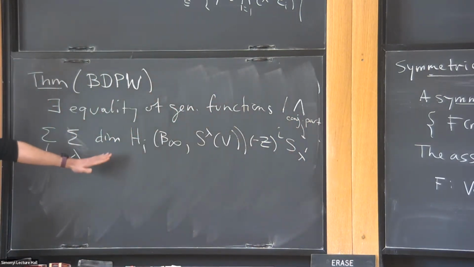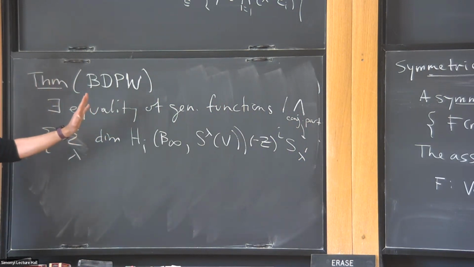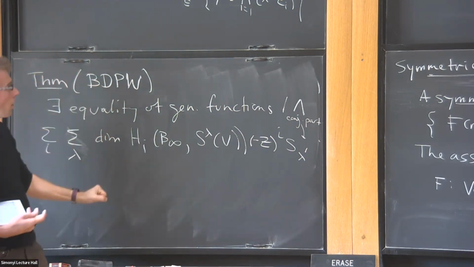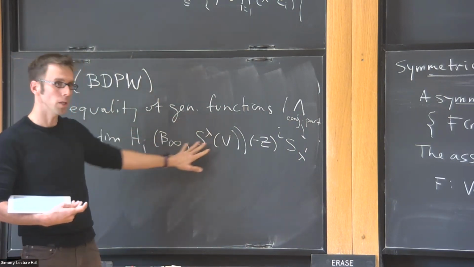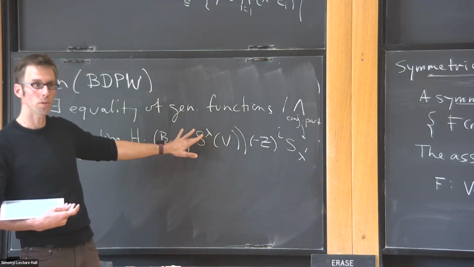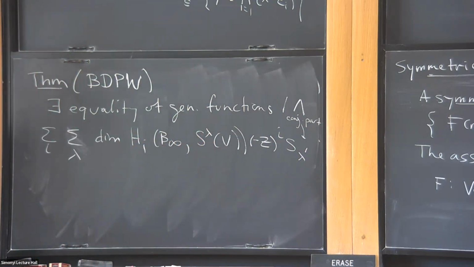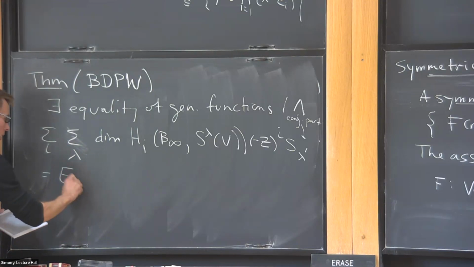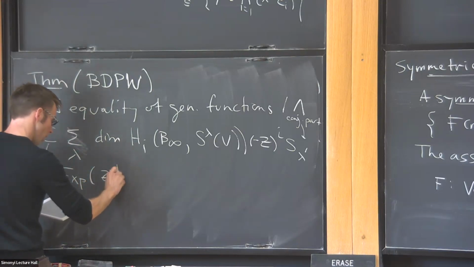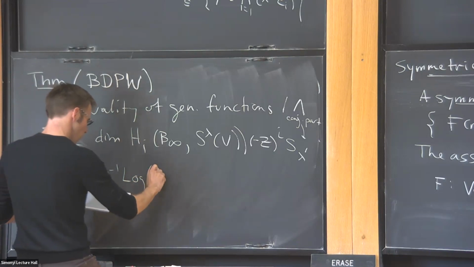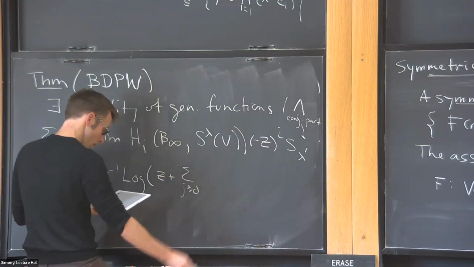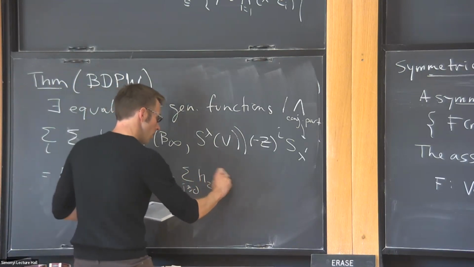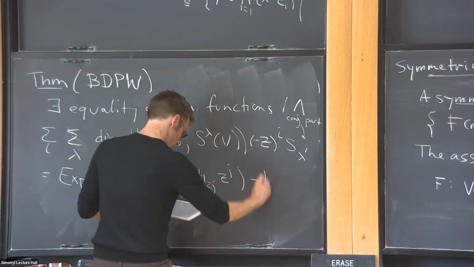Right, so this is a generating function which knows everything that we were asking for on the board that I have inconveniently just erased. It has all of the ranks of the stable homologies of the braid groups with coefficients in the S_lambdas. So this can be computed in terms of exp and log: exp of z inverse log of z plus the sum over j greater than or equal to 0 of h_{2j} z^j, minus 1.